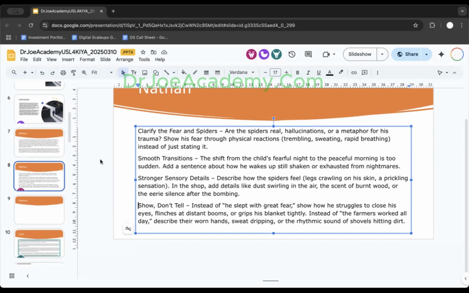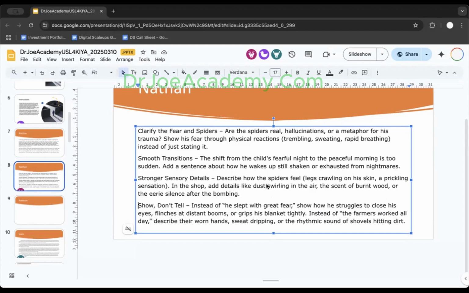Stronger sensory details. Describe how the spiders feel. For example, legs crawling on his skin, a prickling sensation. In the shop, add details like dust swirling in the air, the scent of burnt wood, or the eerie silence after the bombing. Again, what we're seeing here is the five senses being evoked. Not all five of them, of course, but just in terms of sight and almost feeling, just with the dust swirling in the air, the scent of burnt wood, obviously smell, and then the eerie silence would be hearing.